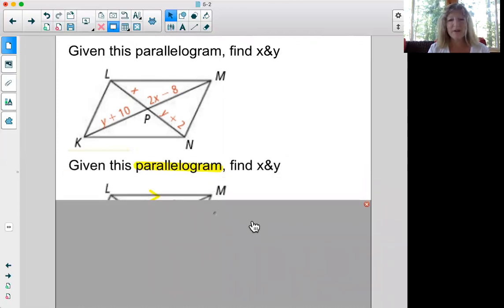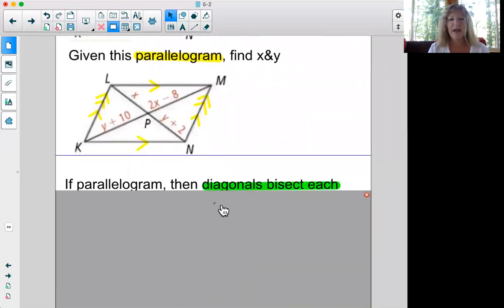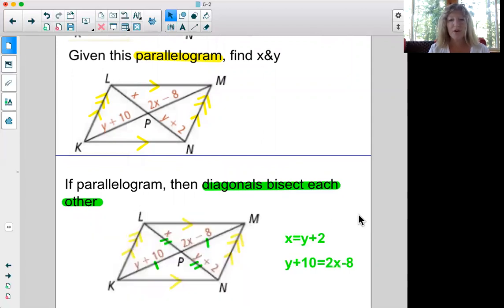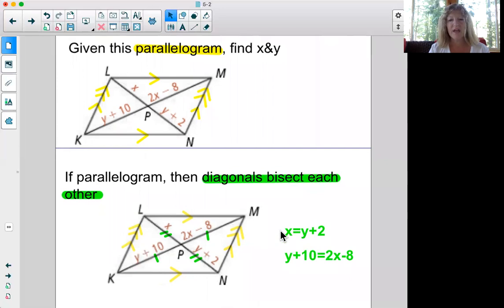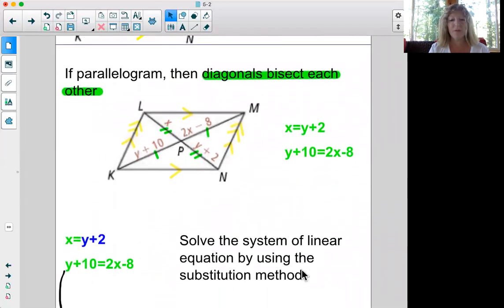So given it's a parallelogram, we can mark our diagram accordingly. And then we can use our theorem that states that if it's a parallelogram, the diagonals will bisect each other, which means these two chunks will be congruent and these two chunks will be congruent because the two diagonals, KM and LN, bisected each other or cut each other in half. And so I can set up this system of linear equations. You could use your calculator to solve the system, or you could solve by substitution, which I'll model here.